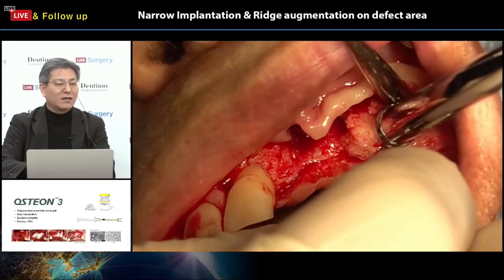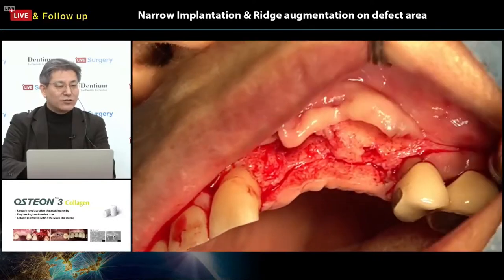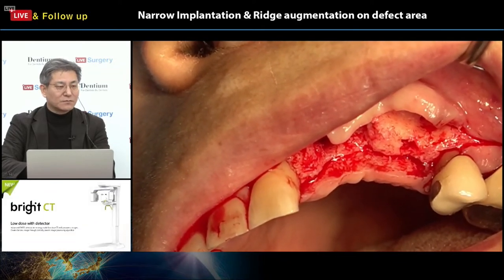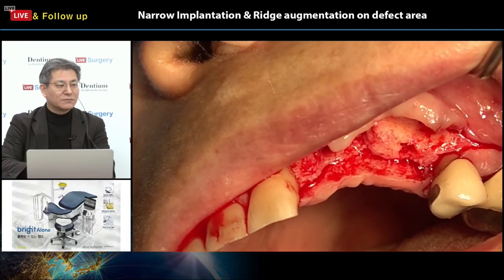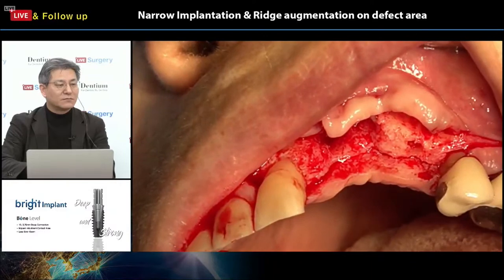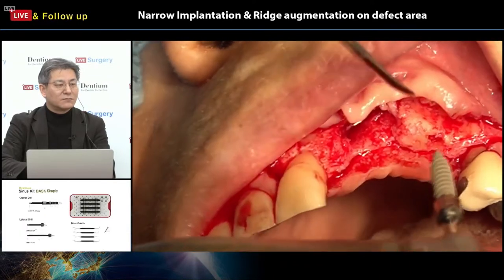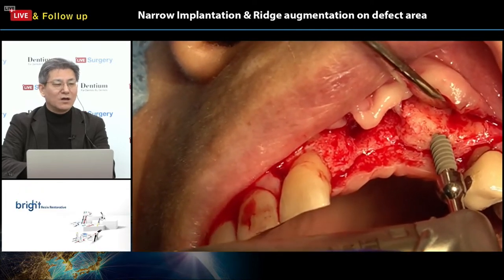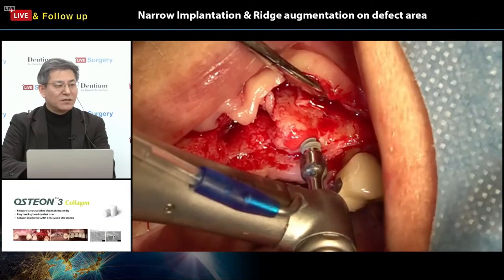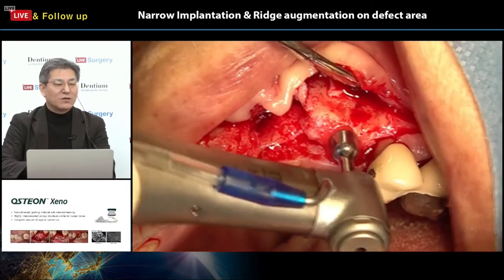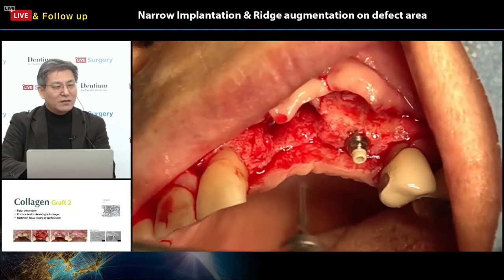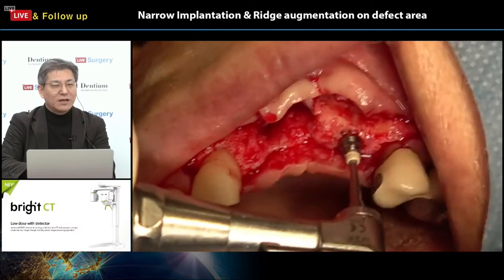Because of the narrow, thin ridge, Dr. Chung is going to choose a narrower diameter Bright implant system. Okay, all the osteotomy is already done. Because of this implant fixture diameter of 3.0, only two osteotomy drills were used for this implant fixture installation. This implant was 3.0 diameter, 11 millimeter length.